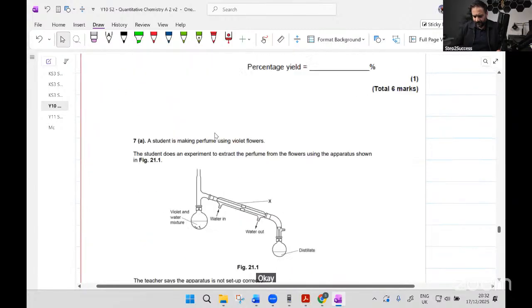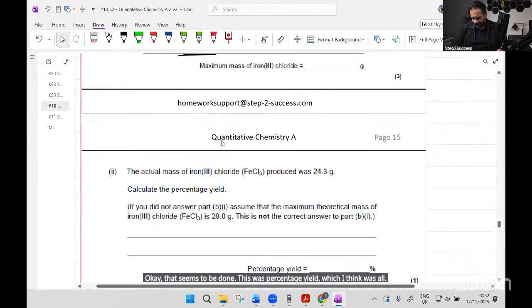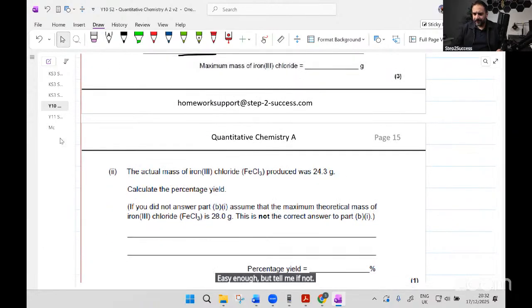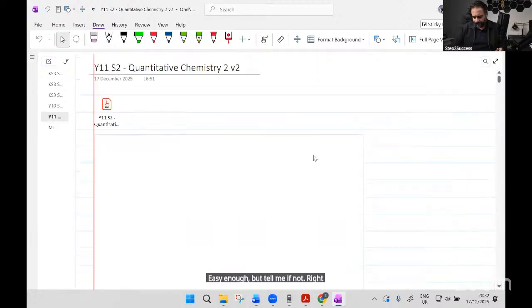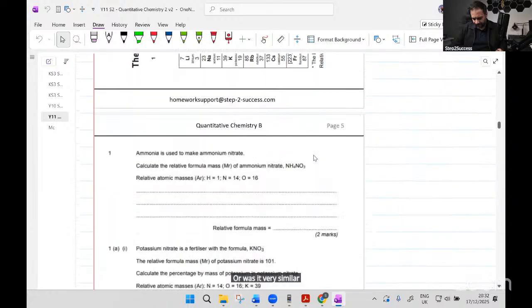Okay, that seems to be done. This was percentage yield, which I think was all easy enough, but tell me if not. Right. Anything from this? Or was it very similar?